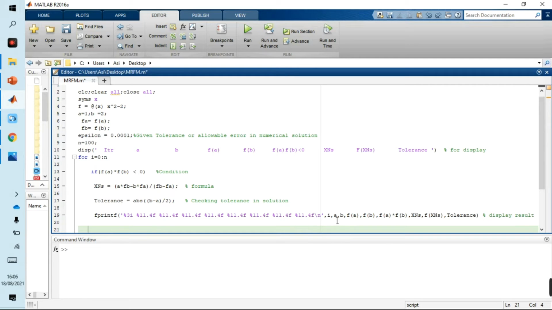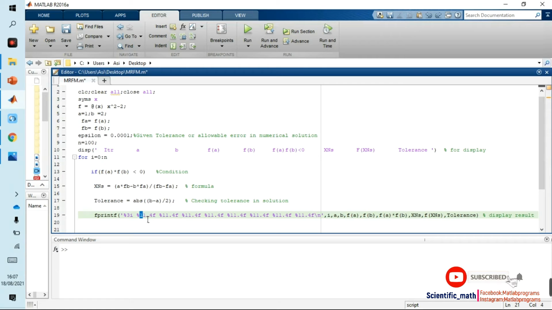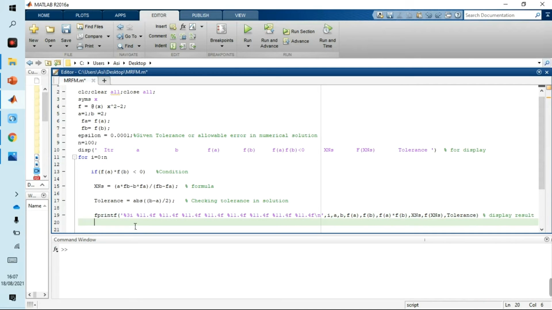All these things, i.e. the number of iterations, a, b, f of a, f of b, the product of the function at the endpoints of the interval, the estimated numerical solution, the value of the function at the estimated solution, and the tolerance. And this uses percentage 3i for iterations, and percentage 11.4f, this 11 for space, and 0.4 for 4 decimal points, okay.